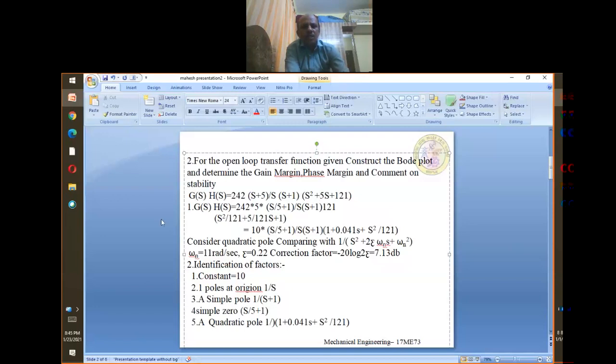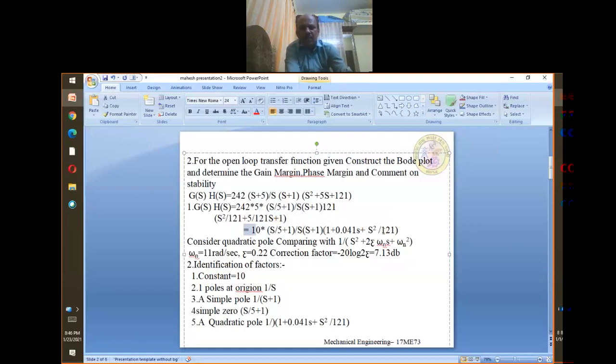So reduce this into time constant form. Wherever it is not in the form 1 + ts, reduce it into 1 + ts. Here it is s + 5, take 5 common: 5(s/5 + 1). For the quadratic factor, take 121 common: s^2/121 + (5/121)s + 1. If you simplify this, this is the final form of the open loop transfer function: 10(s/5 + 1) / [s(s+1)(1 + 0.041s + s^2/121)].